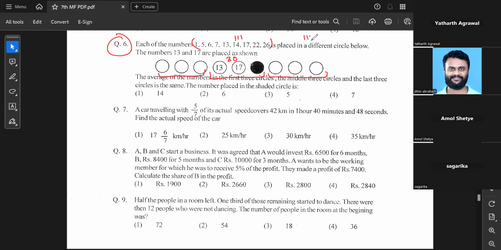When you divide 111 by 3, you get 37. 37 is the sum of each section. So this should also be 37, this should also be 37, this should also be 37. Over here, I already have 30, so the remaining part should be 7. Hence, your answer is 7. So by solving, you can get the direct answer as well.